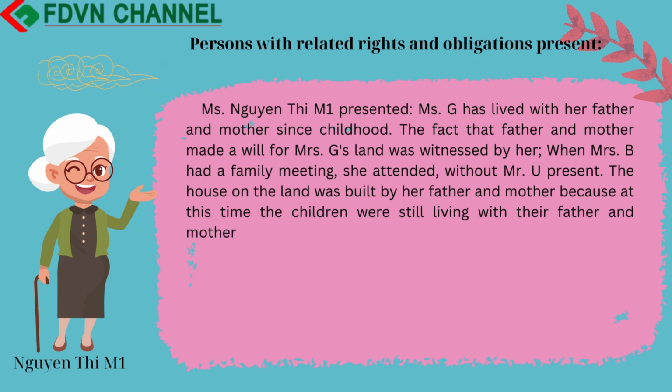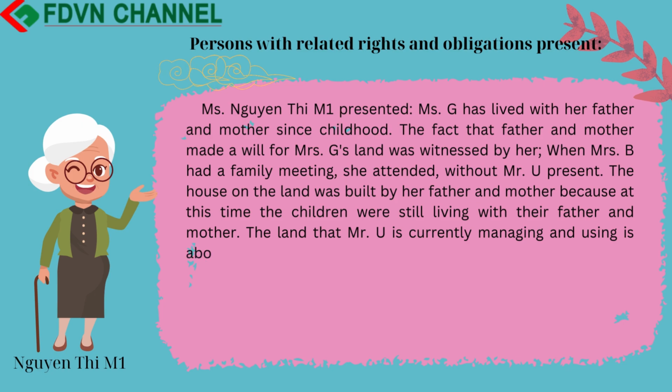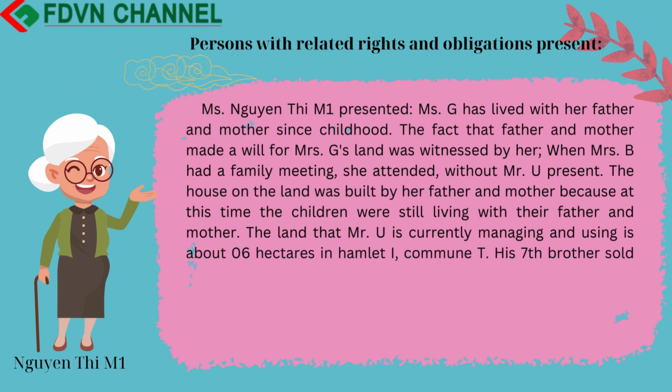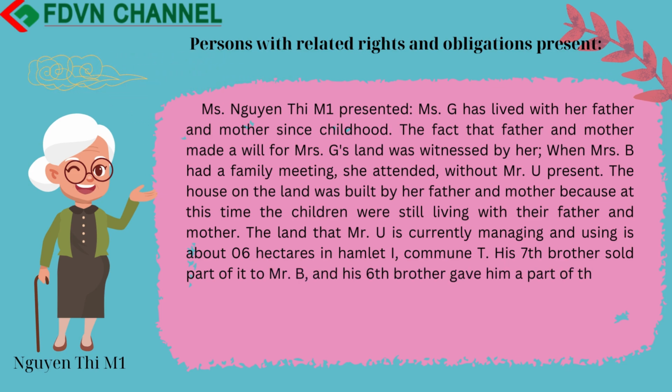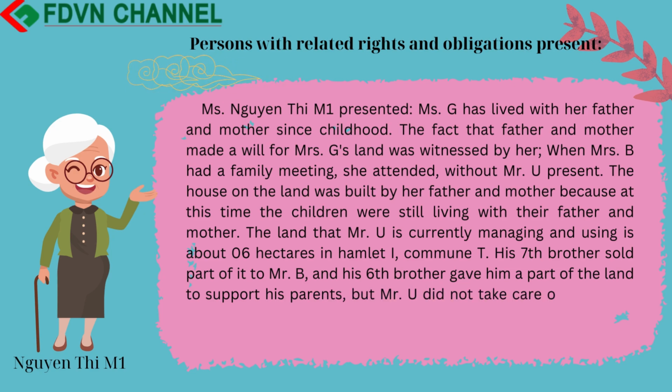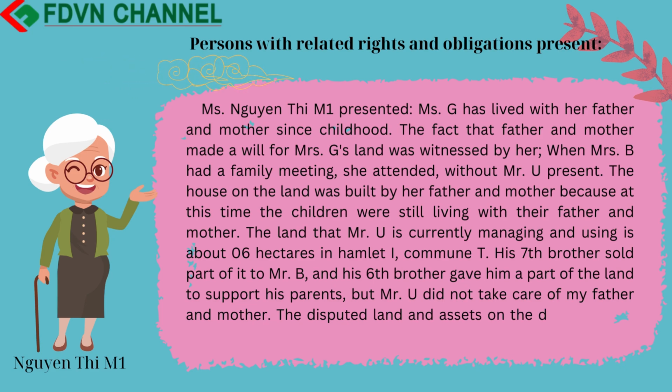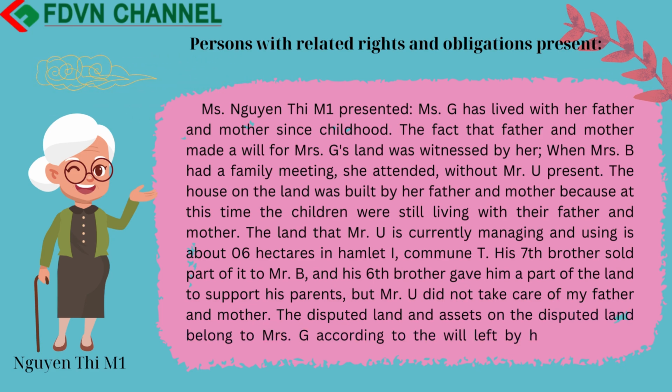The land that Mr. Yu is currently managing and using is about 0.6 hectares in Hamlet I, Commune T. His seventh brother sold part of it to Mr. Yu, and his sixth brother gave him a part of the land to support his parents, but Mr. Yu did not take care of my father and mother. The disputed land and assets on the disputed land belong to Mrs. G according to the will left by her father and mother.